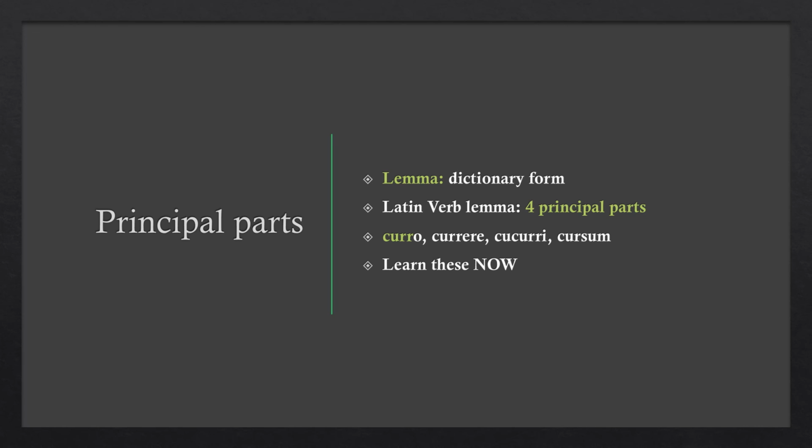A word's dictionary form is called its lemma. A verb's lemma contains what are called principal parts. Most Latin verbs have 4 principal parts. For example, the principal parts of curro are curro, currere, cucurri, and cursum. By now, you probably recognize the first principal part as the first person singular present active indicative. If you take off the o ending from the first principal part, you get the verb's present stem, which you need to identify in order to form the present tense. We will learn what the rest of the principal parts are and how to use them later.